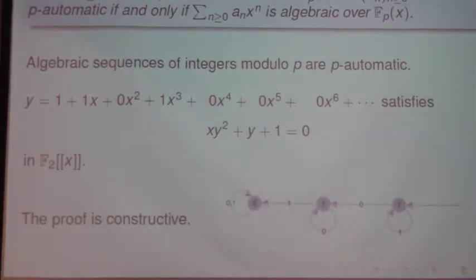Right, so automatic sequences over a finite field are precisely the algebraic sequences. And the proof is constructive. It's basically linear algebra if you know how to set up the right system. And so you can take a polynomial like this and just automatically crank out an automaton that will produce the nth term.